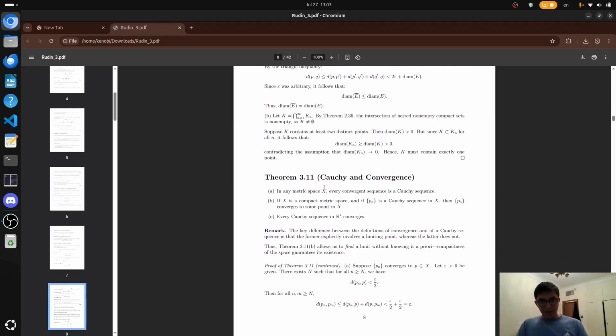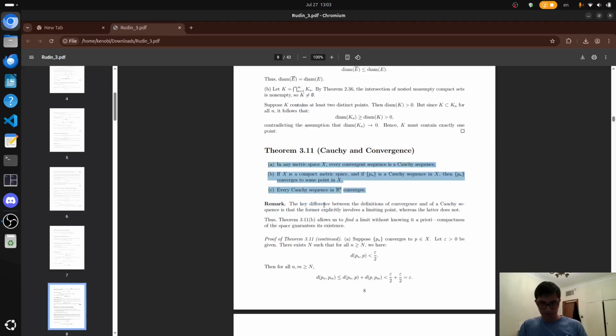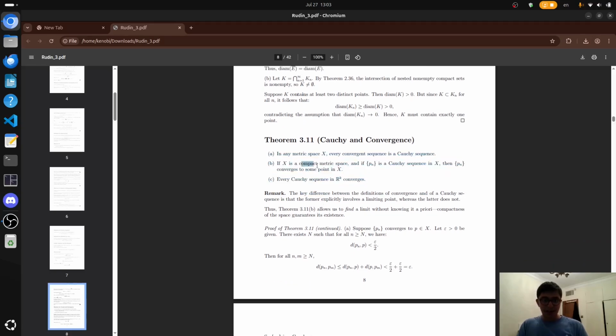In any metric space X, every convergent sequence is a Cauchy sequence. This is what I was talking about earlier. If X is a compact metric space and if P_n is a Cauchy sequence in X, then the sequence P_n converges to some point in X. Every Cauchy sequence in R^k converges.